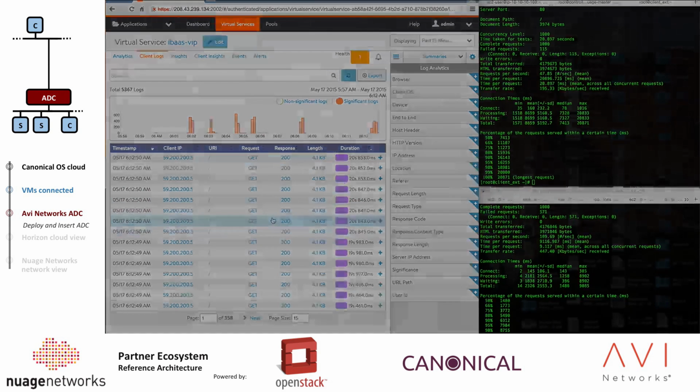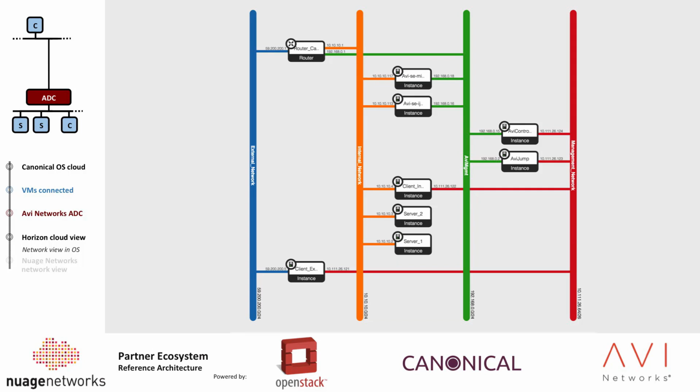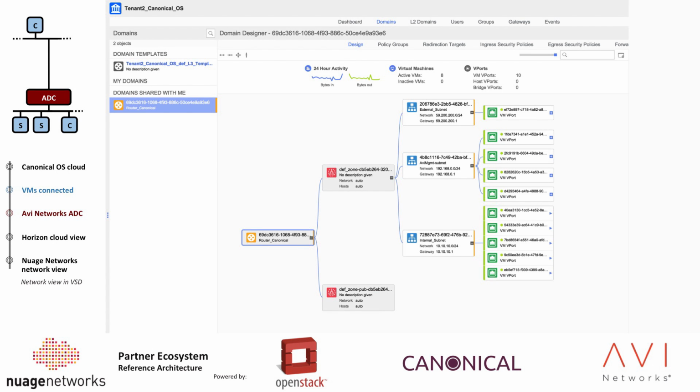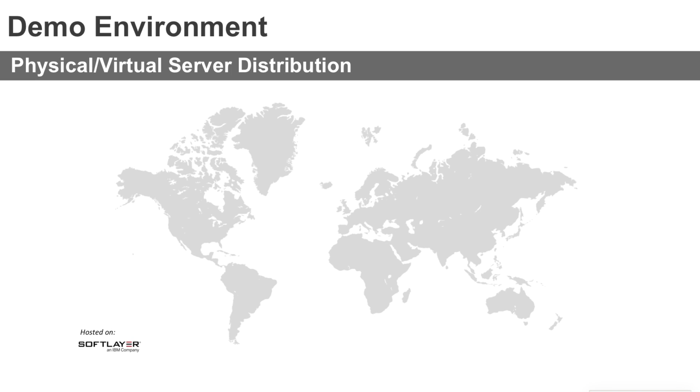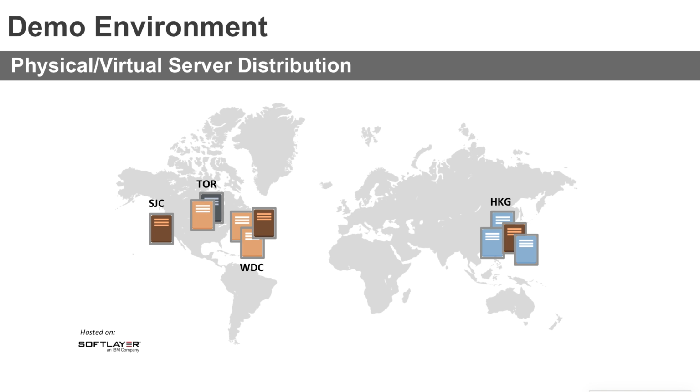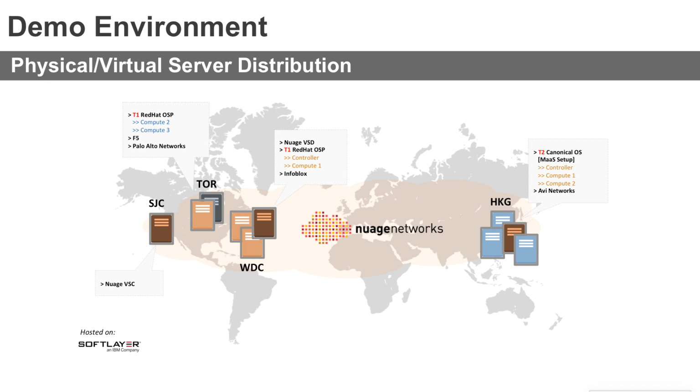This concludes the second part of the demo. We have successfully demonstrated the insertion of an Avi Networks ADC into the path of data using the Nuage VSP and Canonical's OpenStack distribution. The infrastructure used for this demo was based on bare metal servers from SoftLayer in 4 different data centers, and the Nuage VSP connected all of the different components across these different data centers.